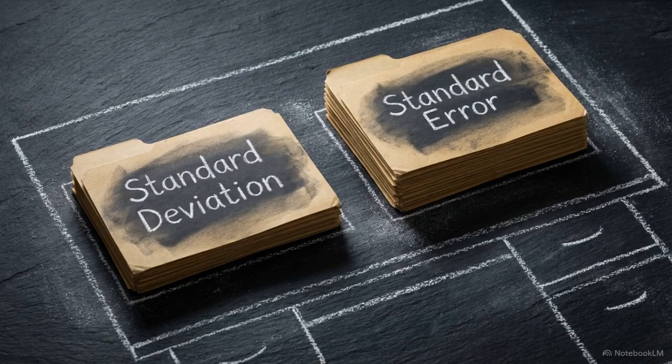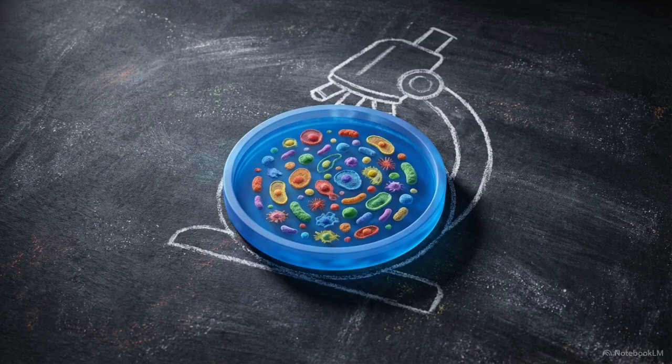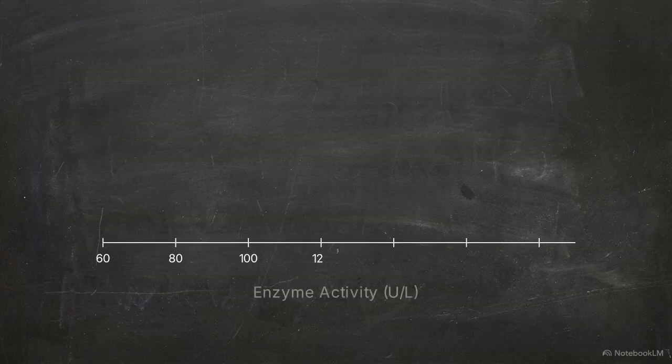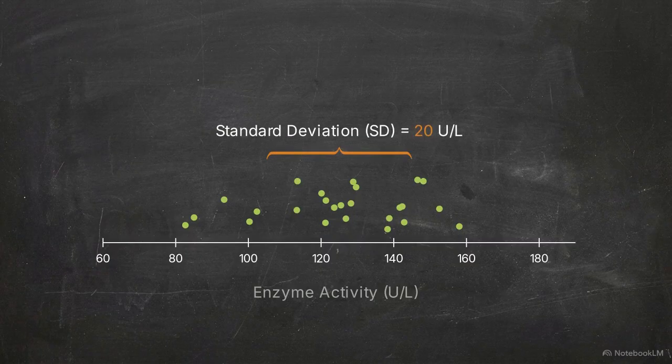The first conceptual hurdle in reporting experimental results is distinguishing between two heavily conflated metrics, standard deviation and standard error. Standard deviation, or SD, is the measurement of biological variability within the raw data of a sample. This dot plot shows the SD of enzyme activity across 25 subjects. The wide dispersion illustrates the exact amount individual subjects, like rats or cells, differ from one another in nature.